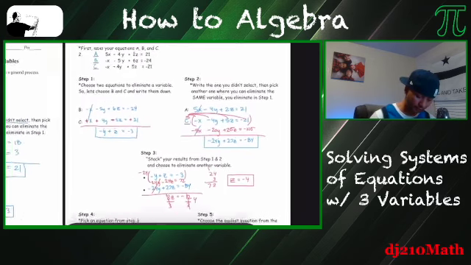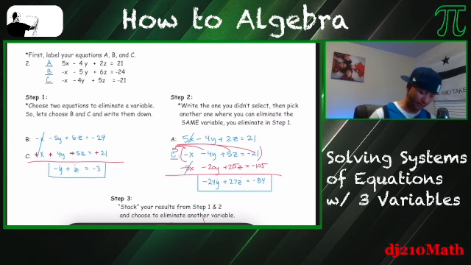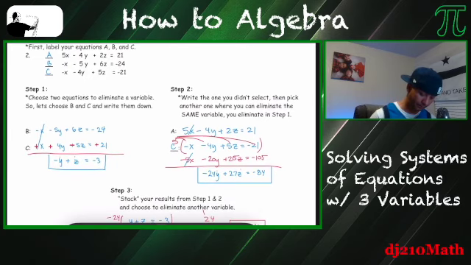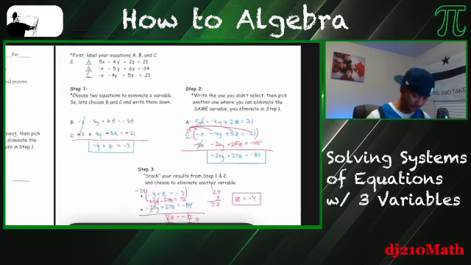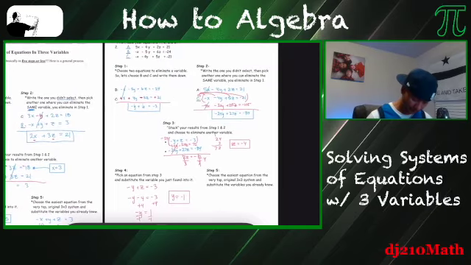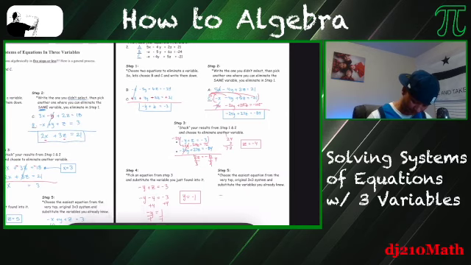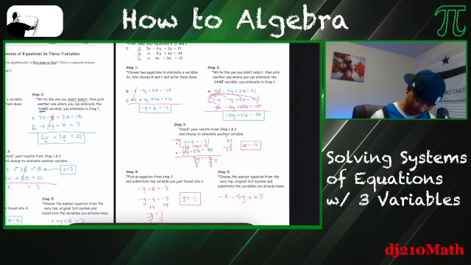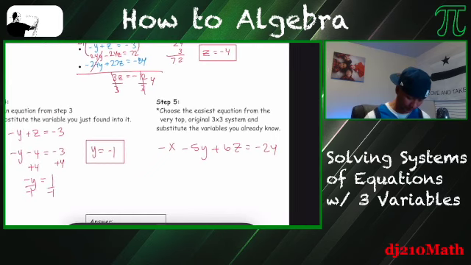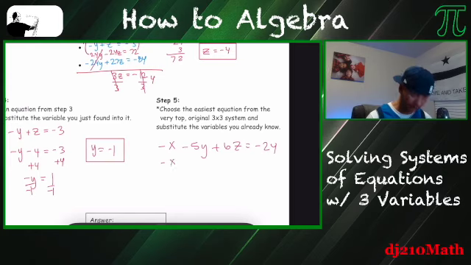We got to go back to the original, the OG, and we got to pick one. If I know y and z, we could just pick b. So this is going to be negative x minus 5y plus 6z, bro, equals negative 24. Okay. y is negative 1. z is negative 4. So negative x minus 5 times y, which is negative 1, plus 6 times z, which is negative 4, is equal to negative 24. All right, simplifying even further.